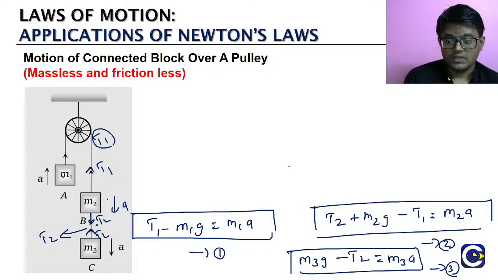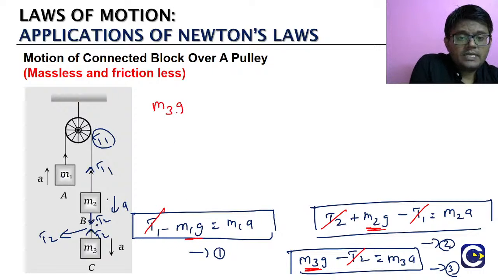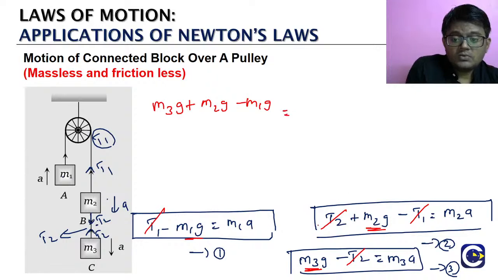Add பண்ண என்ன வரும்? LHSல t1 இருக்கு, இதுல minus t1, இங்க t2 minus t2 கேன்சல் ஆயிடும். So m3 into g plus m2 into g minus m1 into g is equal to right hand side la m1a plus m2a plus m3a. So m1 plus m2 plus m3 into a.